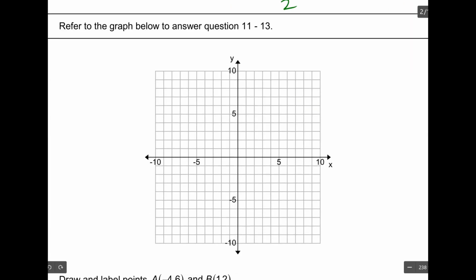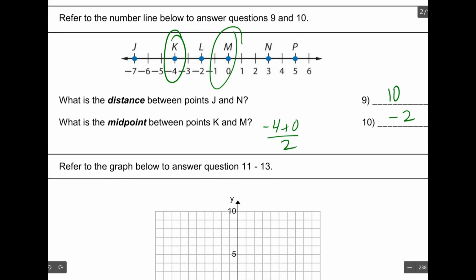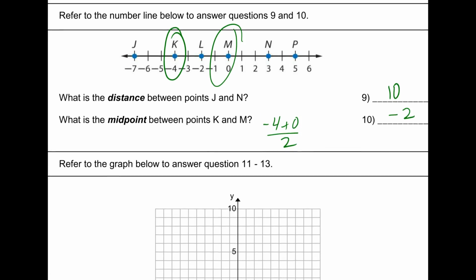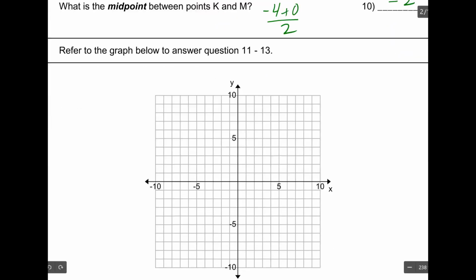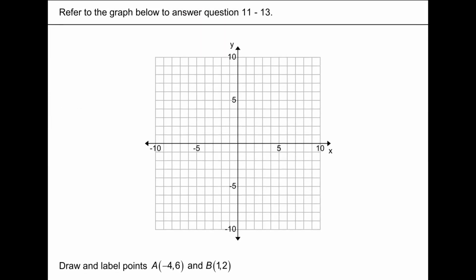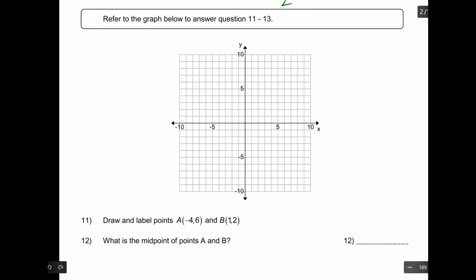All right, refer to the graph below. Let's pause here. Do we understand this? Any questions? Hoping we're grooving. Okay. Refer to the graph below to answer questions 11 through 13. So 11 wants you to draw and label, and 12 wants you to find the midpoint. So I want you to draw and label A and B. So we have them. So -4, 6. So that's A at -4, 6. B is at 1, 2.